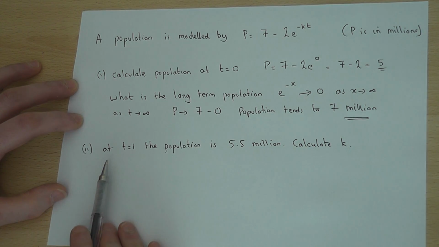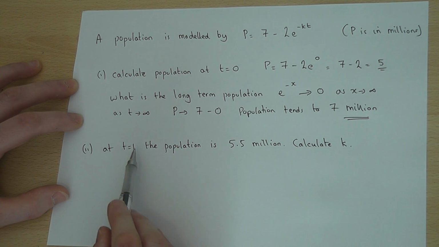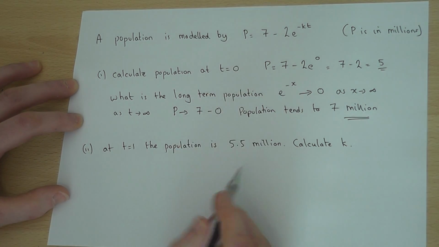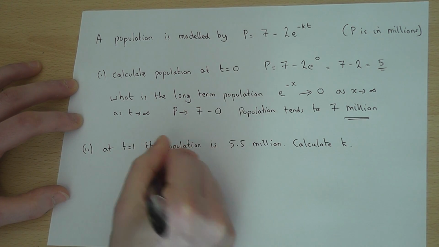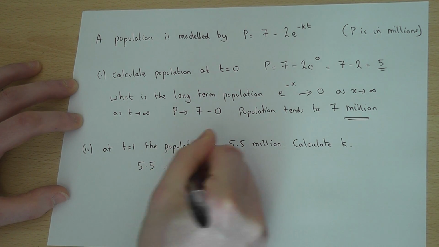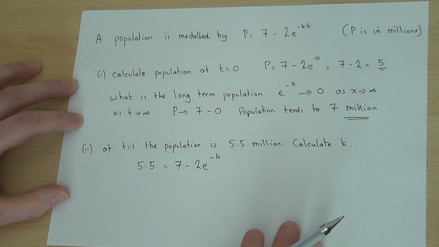Now, in part 2, we're then asked to find out what k is given a condition. Now, we're told that when t is 1, the population is 5.5 million. So p must be 5.5 when t is 1. So 5.5 equals 7 minus 2e to the minus k. I've let t equal 1.